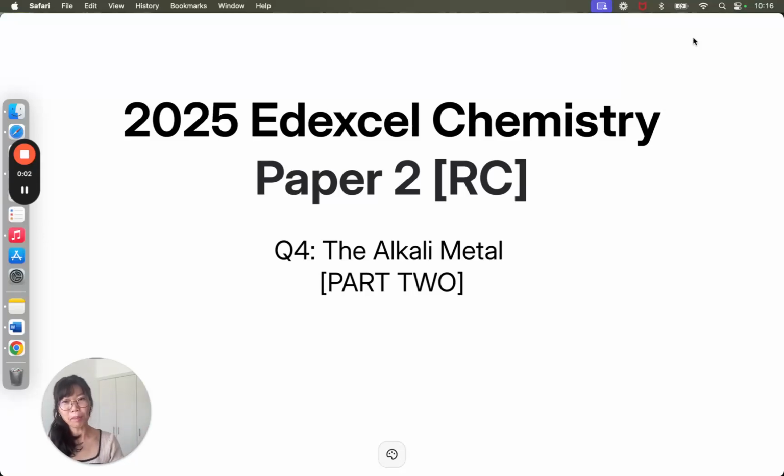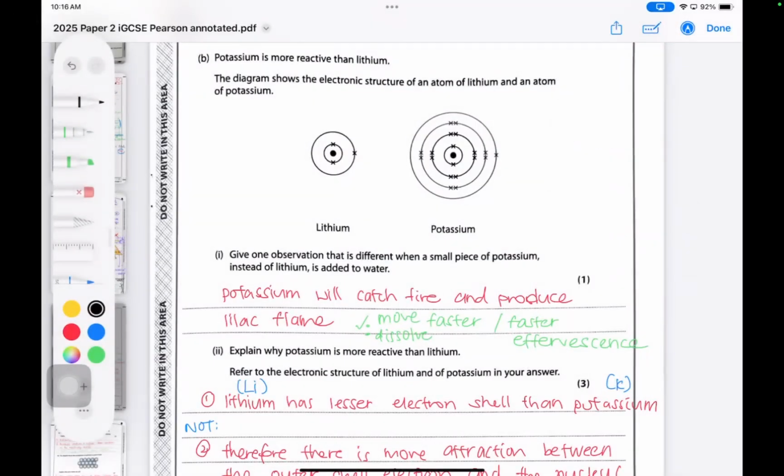Back to question 4 part 2, and we're looking at 4 more marks to go, so let's dive into this. Oh, it doesn't want to dive in. It's still trying to connect. There we go.